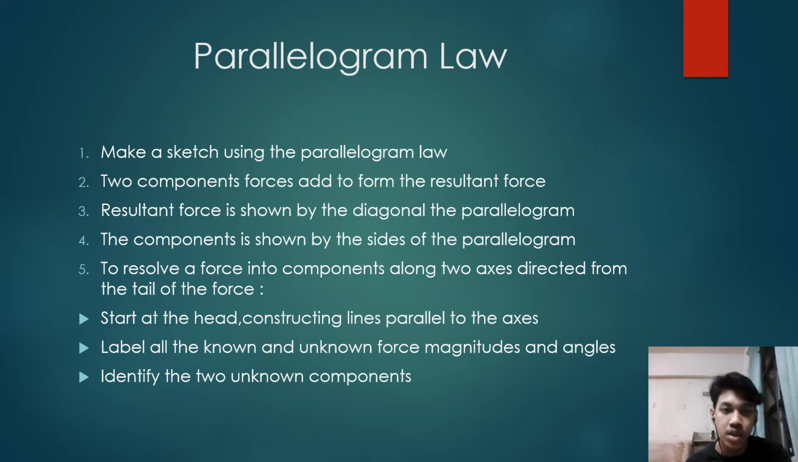The first step is to make a sketch using the parallelogram law. The second step is that two component forces add to form the resultant force. The third step is that the resultant force is shown by the diagonal of the parallelogram. The fourth step is that the components are shown by the sides of the parallelogram. And the fifth, which is the last step, is to resolve a force into components along two axes directed from the tail of the force.